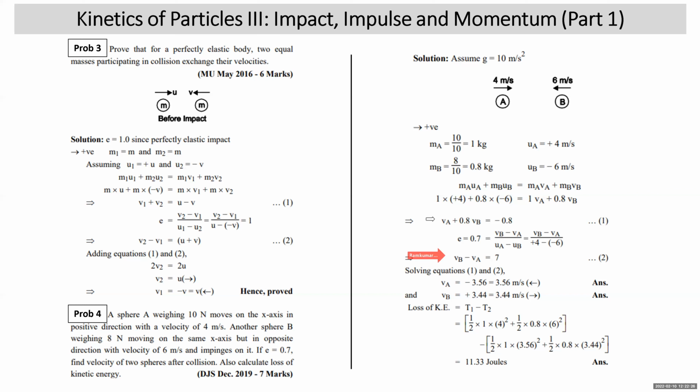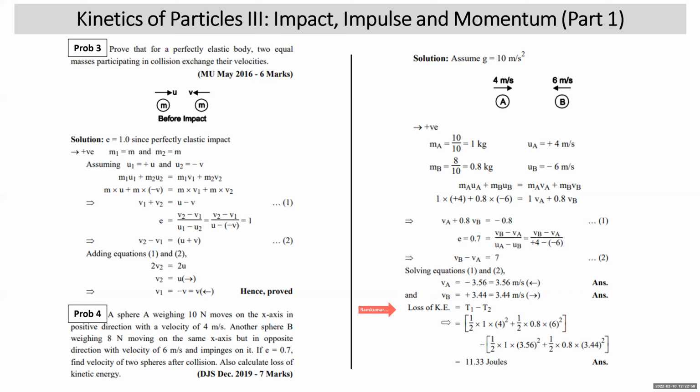So you got two equations. Equation number 1, VA plus 0.8 VB is equal to minus 0.8. Equation 2, VB minus VA is 7. Solving 1 and 2, VA is minus 3.56, that is 3.56 meter per second to the left. Minus means it is to the left, because we assumed the sign convention towards right as positive for velocity. VB comes out to be positive 3.44, that means 3.44 meter per second towards right. So this way we got the velocity of the two bodies after impact. It is more or less identical to what we learned in the first problem.